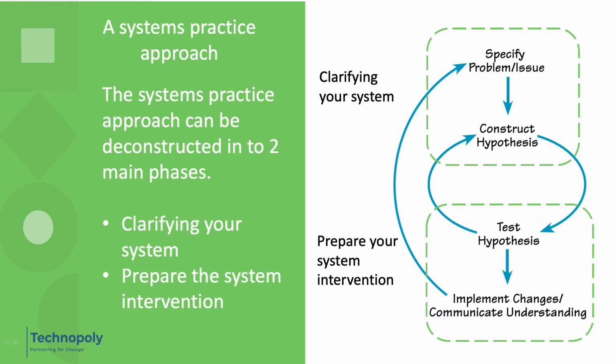Let's recall our systems practice approach. In our previous lesson, we talked about defining our practice into 2 major phases. The first phase is where you clarify your system. This means that you have to understand the nature and context of the wicked problem that your organization is facing. You will also have to construct hypotheses of what the system is all about, what are the mental models, the biases, and other parameters that define how the problem is behaving right now.